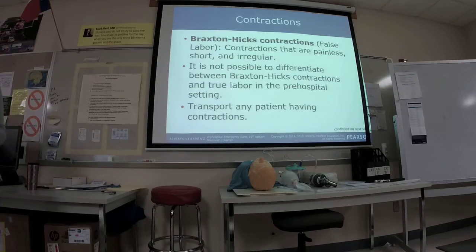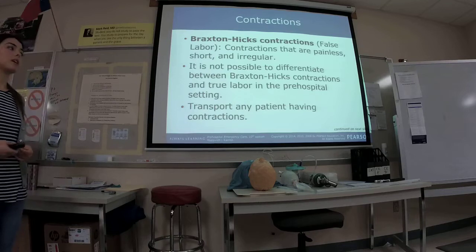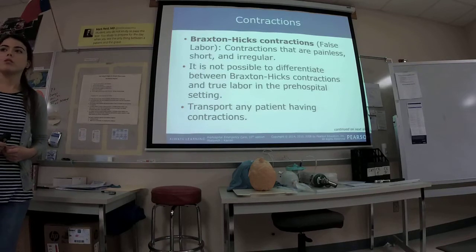But again, we still want to transport any woman that's experiencing any contractions just to be safe, because she needs to be evaluated by a professional.